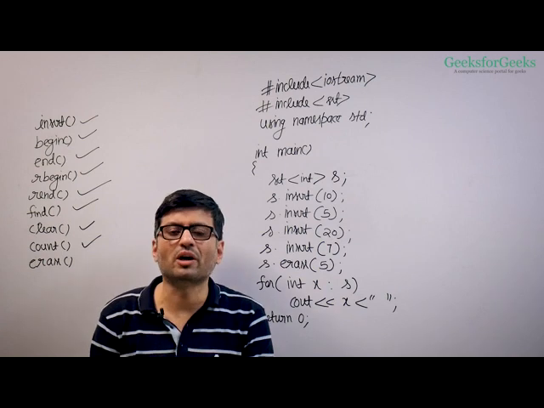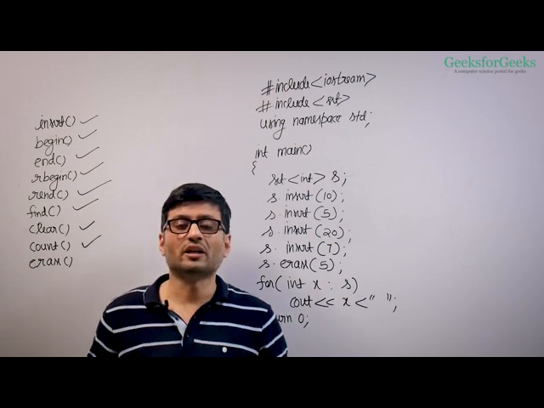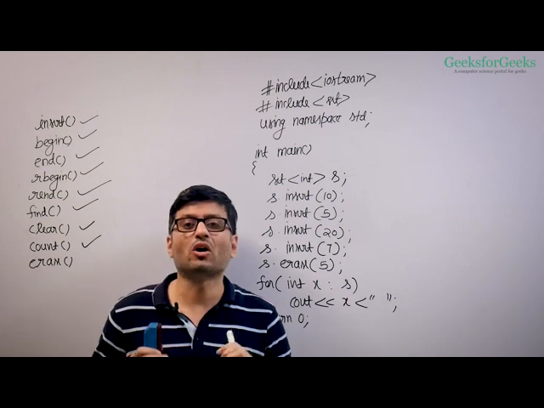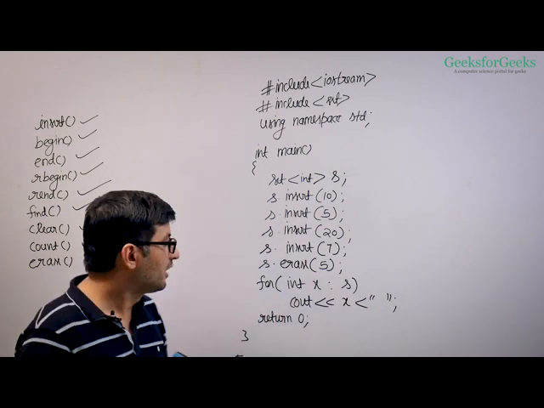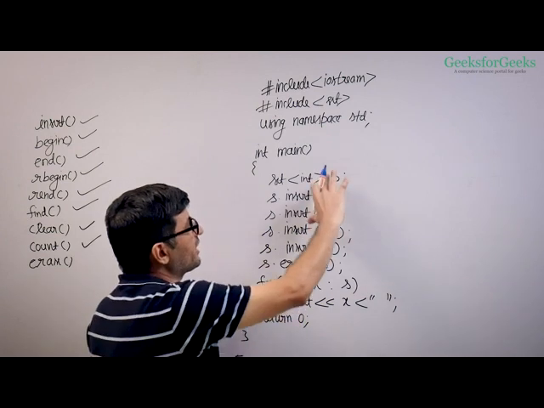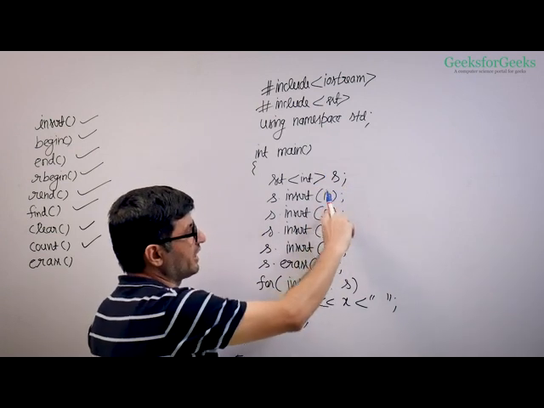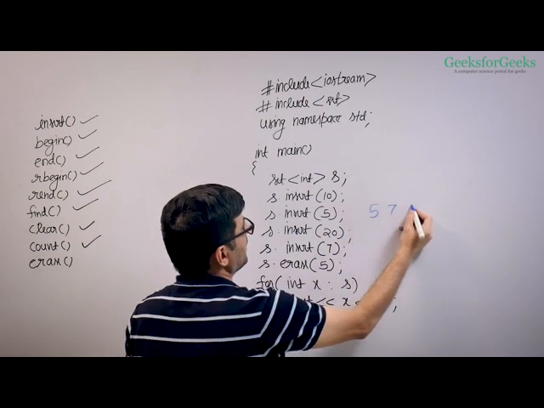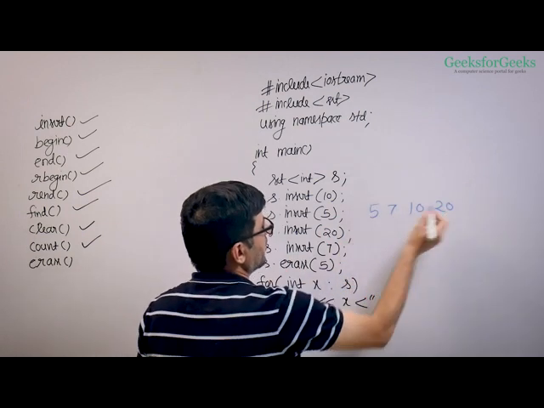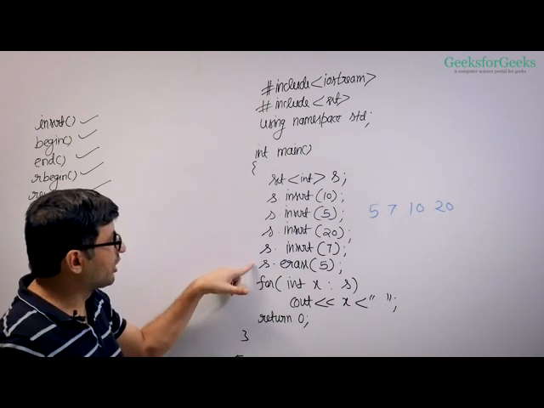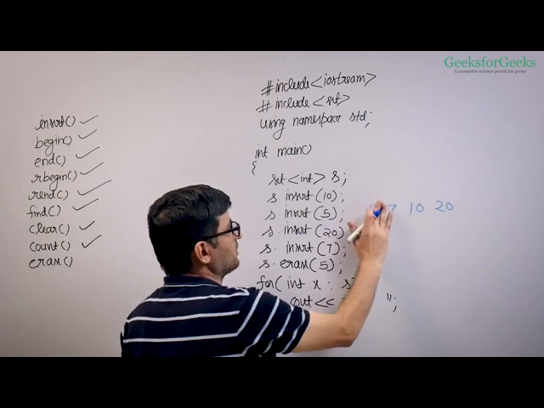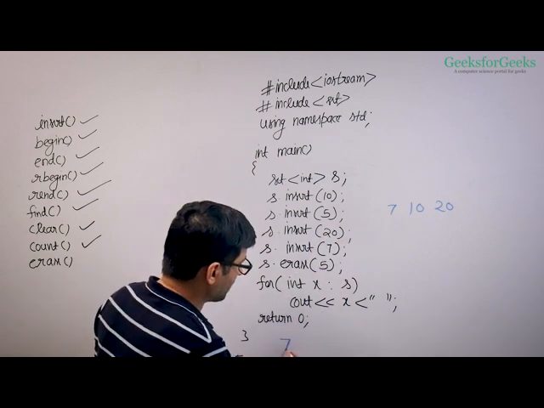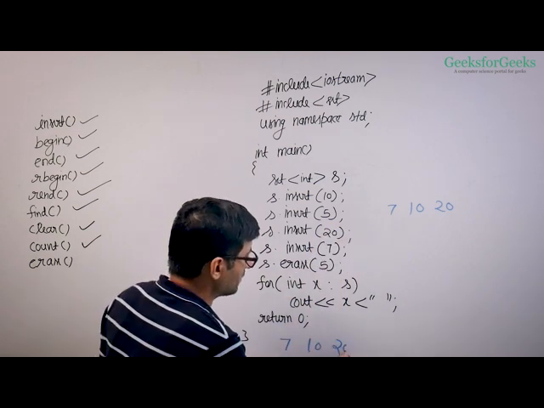Let us now talk about the erase function. The erase function is used to remove an element from the set or a group of elements from the set. Here we have created a set with these elements 10, 5, 7, 20. So it creates a set like 5, 7, 10 and 20 in sorted order. When we call erase, this 5 is removed from the set, right? So the output of this program is going to be 7, 10 and 20.